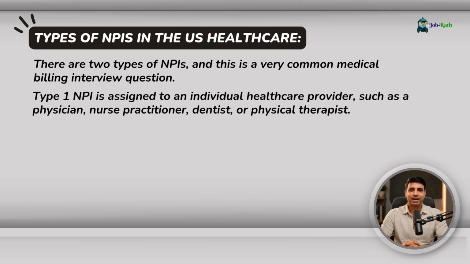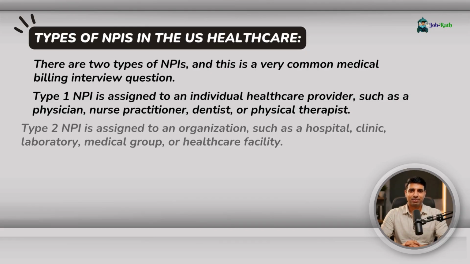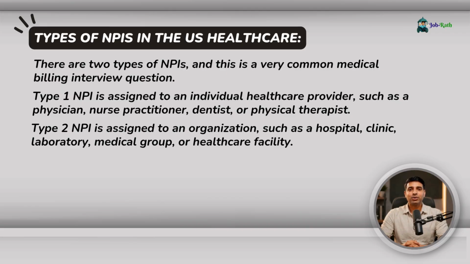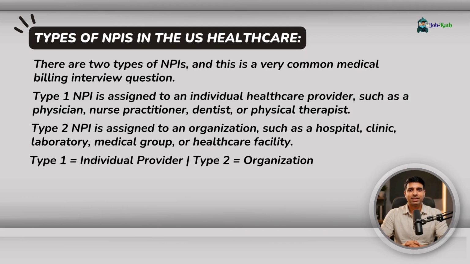Type 1 NPI is assigned to an individual healthcare provider such as a physician, nurse practitioner, dentist, or physical therapist. Type 2 NPI is assigned to an organization such as a hospital, clinic, laboratory, medical group, or healthcare facility. Remember this simple rule. Type 1 equals individual provider, type 2 equals organization. This is one of the most frequently asked interview questions in medical billing, so make sure you remember it.